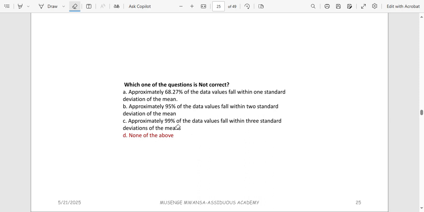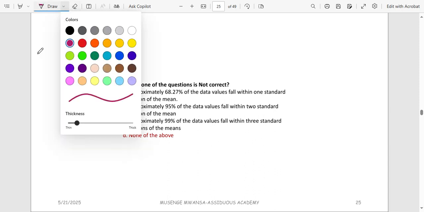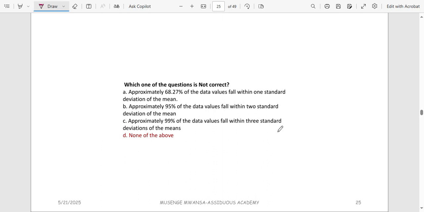Okay, approximately 99.99% of the values fall within three standard deviations of the mean, or none of the above. So if you've seen that this is correct, the answer is none of the above, because earlier we said, when you have a normal Gaussian curve like that, here is our mean. If you move one step away to the left and to the right, what we are using is the empirical rule here. And then again, another step here, another step here, and then the last one here and here.